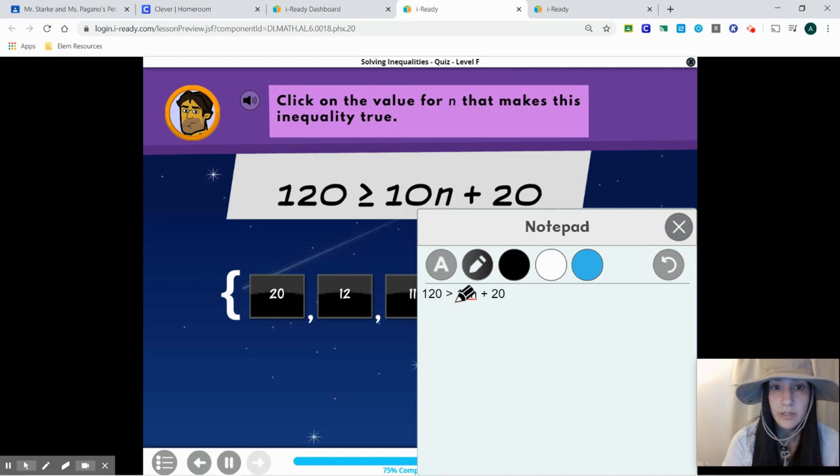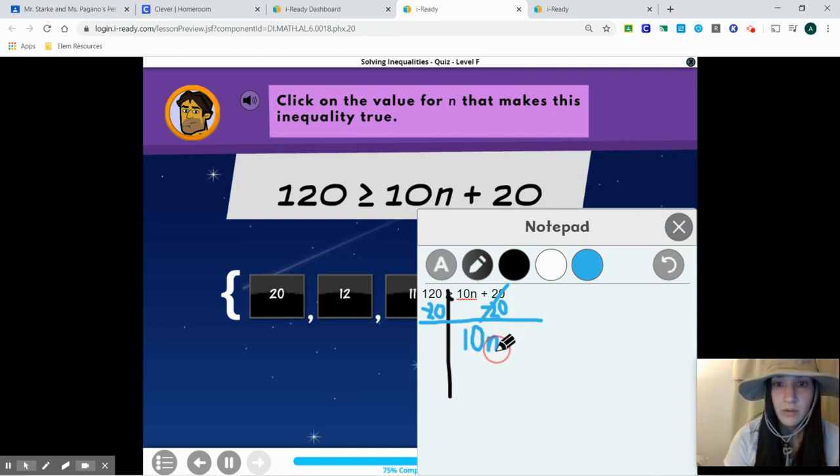All right, let's switch over. So first we want to make our symbol the same. And now we're going to draw our line to split it. We have to subtract 20 from both sides. So minus 20, minus 20. We know that our 20s are going to cancel out. So bye-bye. Everything on this side we're going to bring straight down. So we have 10n. We're going to bring our inequality symbol down. And we're going to subtract 120 minus 20 gives us 100.